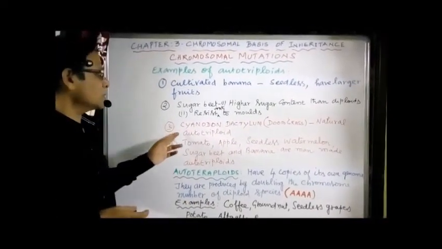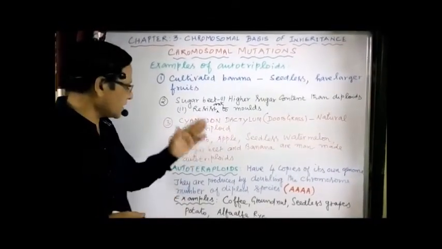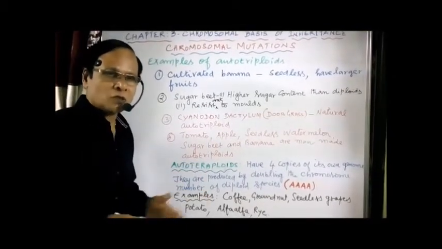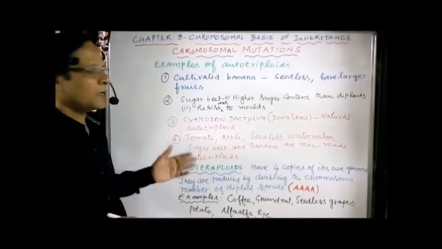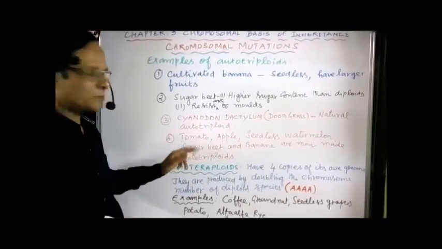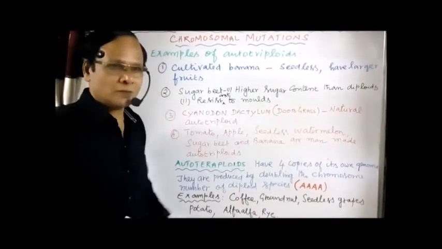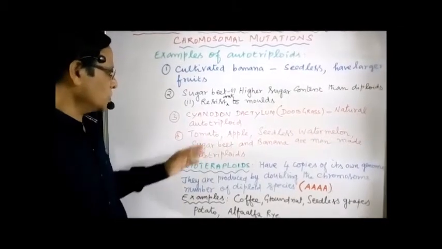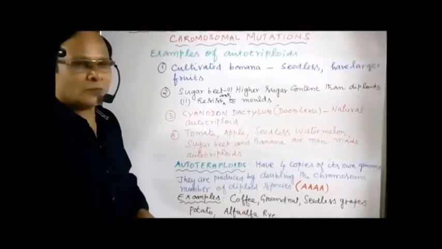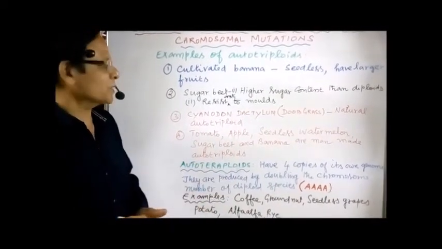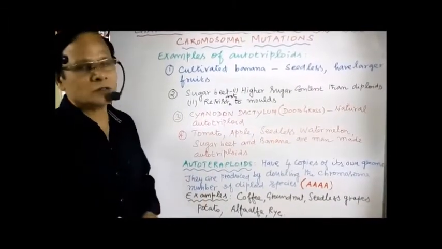Then the next one, a common name, the bluegrass, Cynodon dactylon. It is a natural autotriploid. It is not induced artificially. Naturally occurring autotriploid is Cynodon. Then others are the tomato, the jam tomato, the apple, seedless apple, and seedless watermelon is also an example of autotriploid. Sugar beet I already mentioned, and banana. These are all man-made autotriploids. That means they are produced artificially. This is the one natural, and these are all the artificial ones.